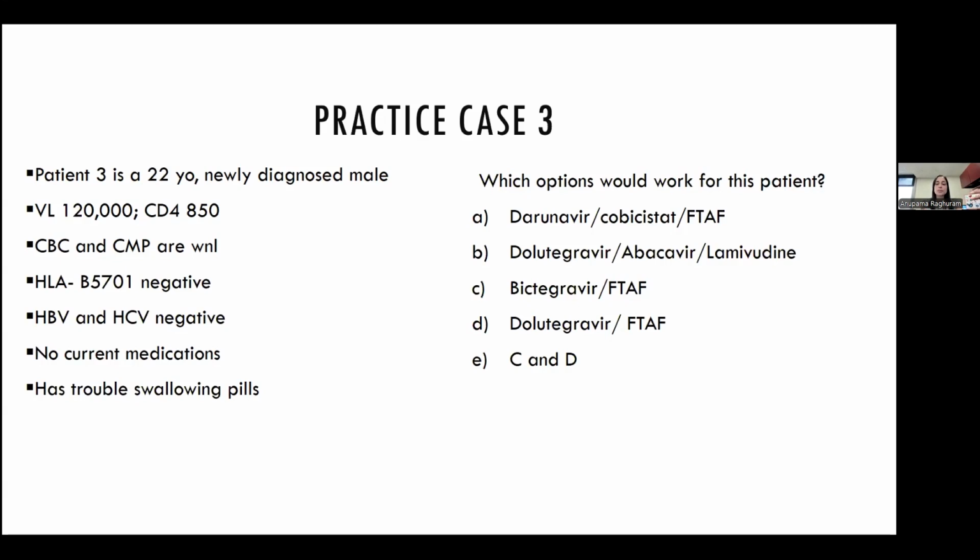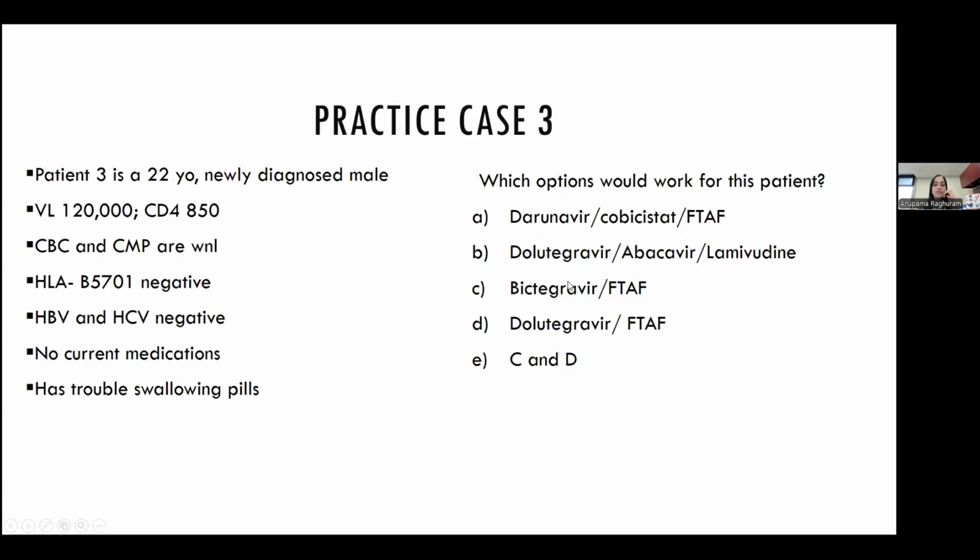So this question is about knowing how big your pills are, right? So if they have trouble swallowing pills, it's like, well, can you swallow 2 small pills? That's a question you can ask. And if they can, then that gives you some options. And I will say that that combination of darunavir, Cobi, and FTAF is a pretty large pill. I even pointed it out when we were looking at the picture, right? Dolu, abacavir, and lamivudine, one, it's not really first-line therapy, but 2, it's also a pretty big pill.